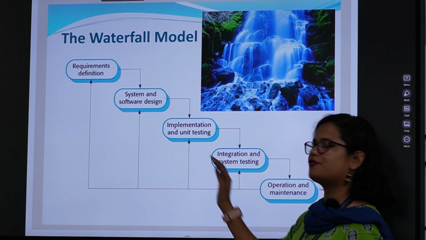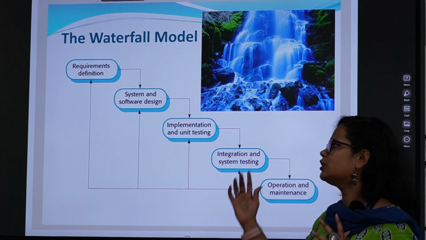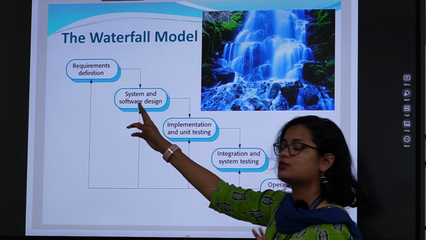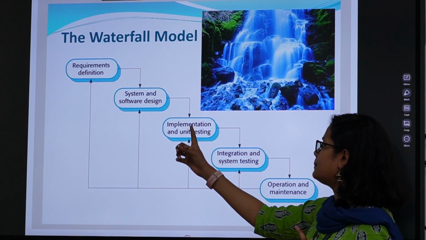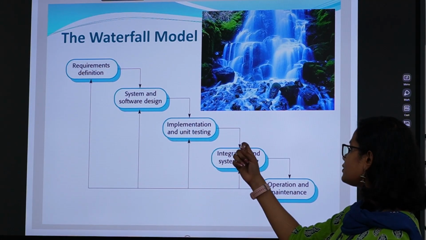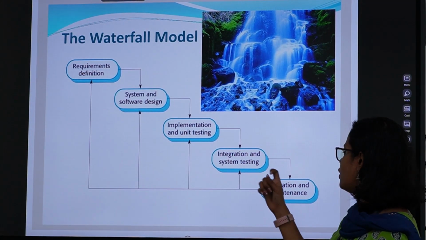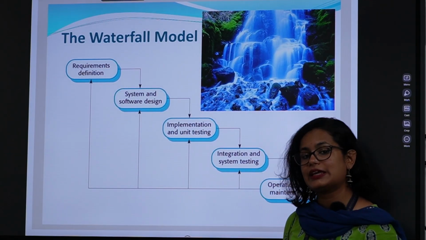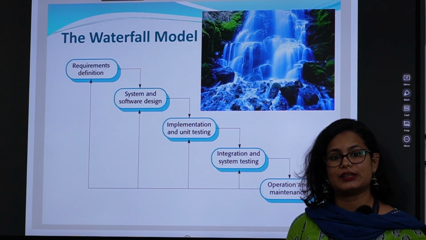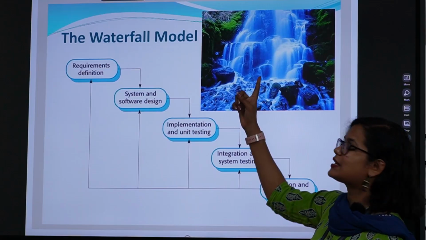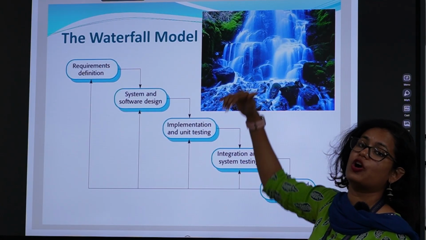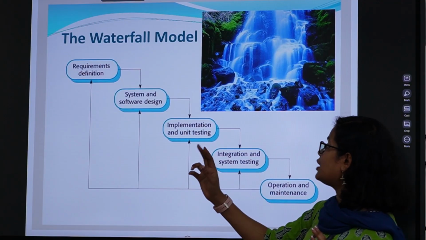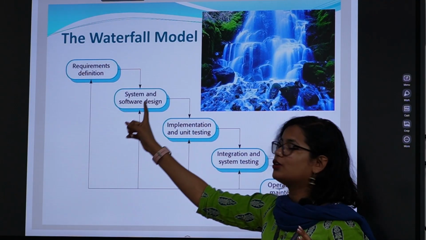There are different phases in your waterfall model. Your first phase is requirements definition, then system and software design, implementation and unit testing, integration and system testing, operations and maintenance. I will explain each phase in detail, but one very important thing you have to know is that just like your waterfall, where the water cannot go back, your software development process cannot go back from here to here again.